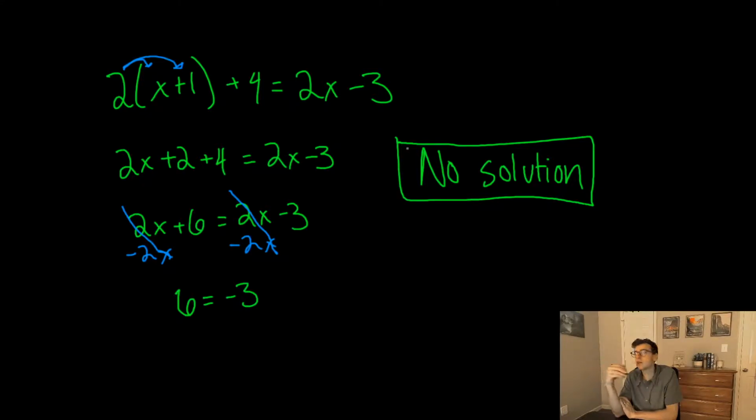It's like saying the sky is pink, right? Or the sky is, I don't know, orange. It's funny thinking about colors. The sky is green, right? The sky's not ever green. And so you can say that, just like here, we could say this, but it wasn't true. So the answer then is no solution.